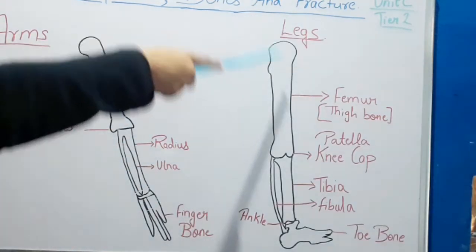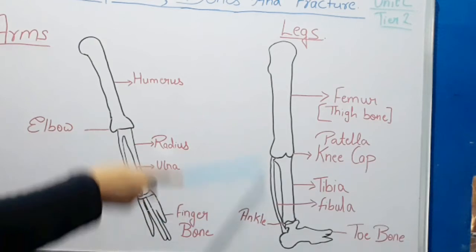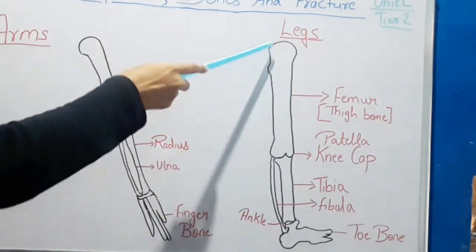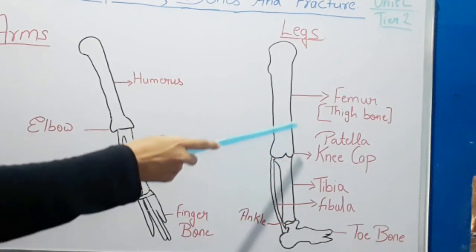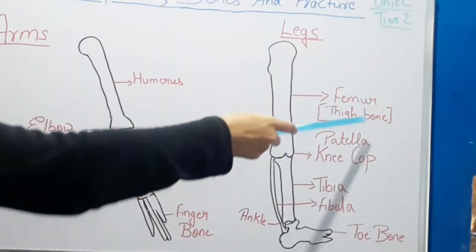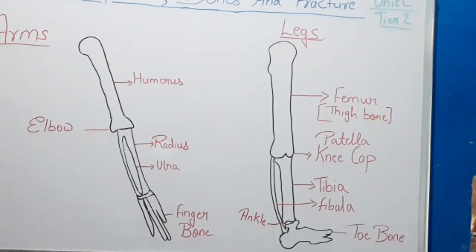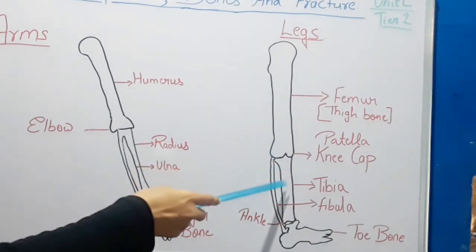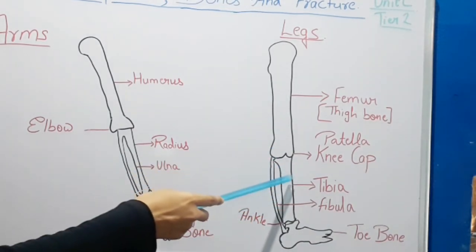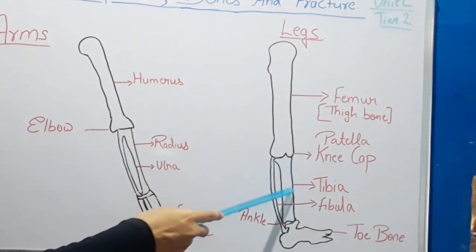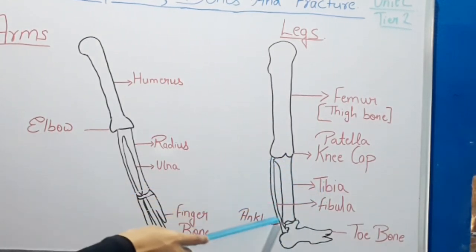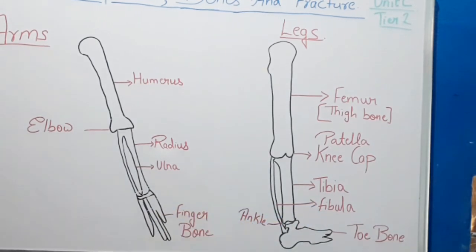Now let us see the legs. See, this is the structure of the leg bone. This is the longest bone of our body, and it is called the femur or the thigh bone. Now in the lower leg there are two bones, one is this and the other is this. This bone is called the tibia and this bone is called the fibula.